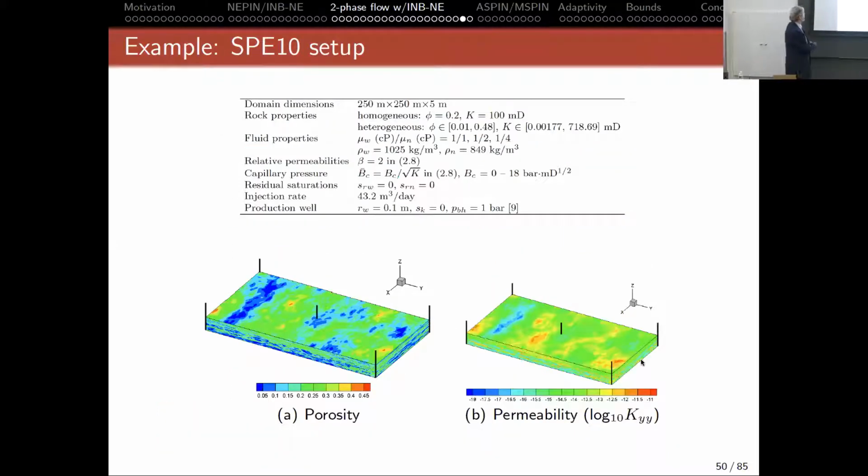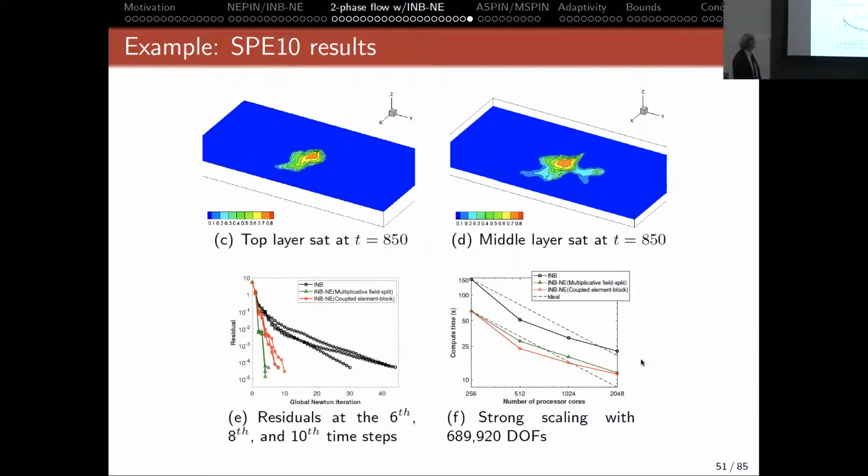And now we go to the 3D test problem from SPE 10 with this porosity ranging from about one-twentieth to about half, and that log of permeability. And here are some shots of the evolving saturation. Blue is oil, and the red is pure water.